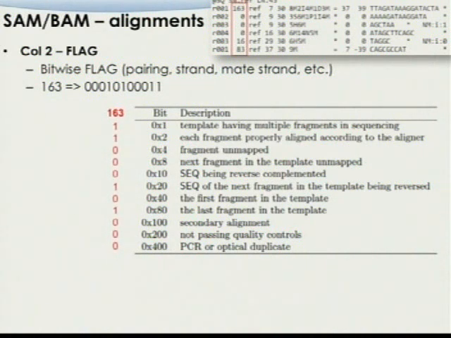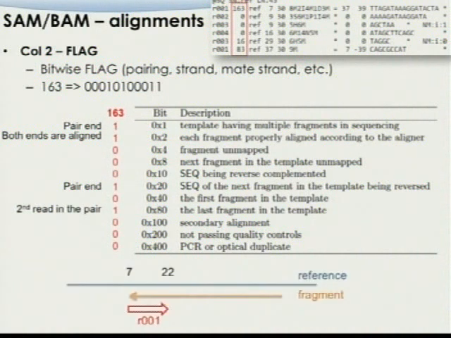For example, the first one here is: template having multiple fragments in sequencing. What that means is it's paired-end or mate pair, so it has another read in the sequencing integrated here. And the second one is: each fragment properly aligned according to the aligner. That means both ends are aligned, okay? And the third one is here, the sequence of the next fragment in the template being reversed. It's really confusing. What is that supposed to mean, all right?